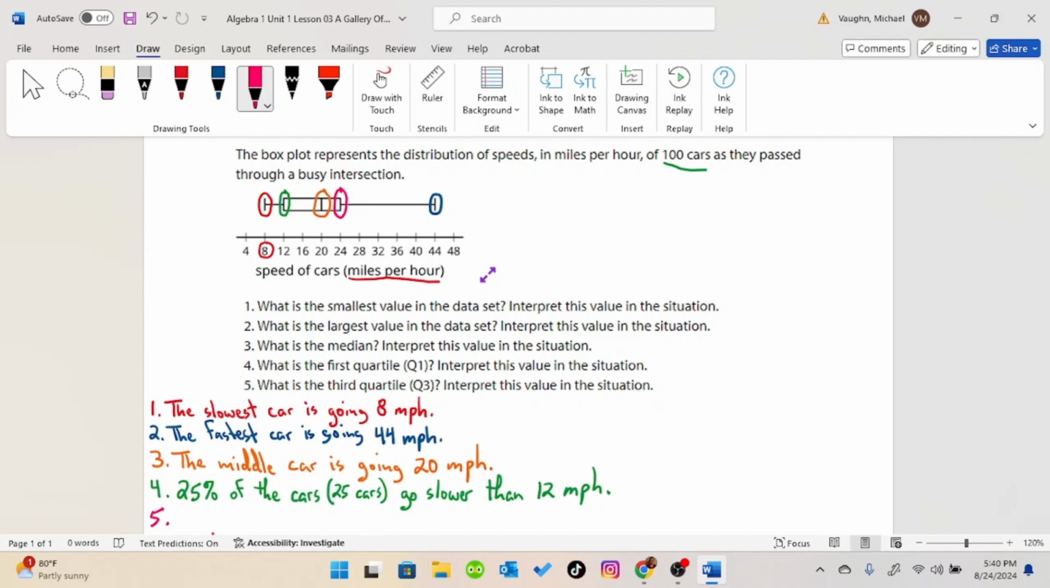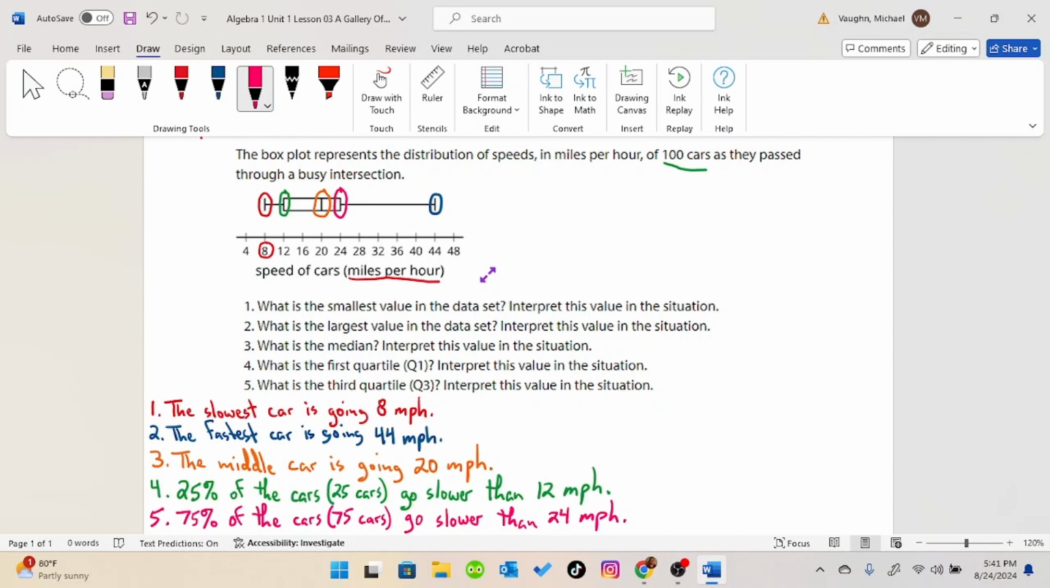So because we know it's 100 cars, 75% of the cars, which is 75 cars, go slower than 24 miles per hour. So this is how we analyze a box plot.